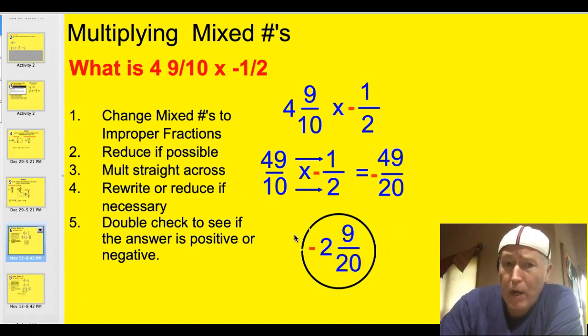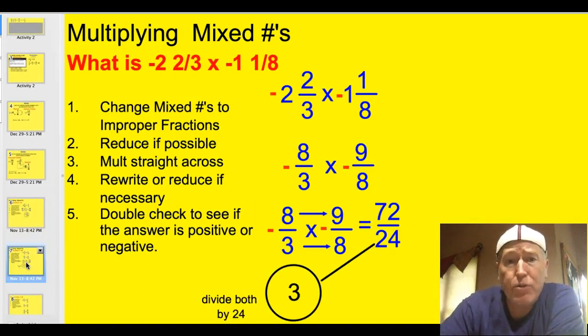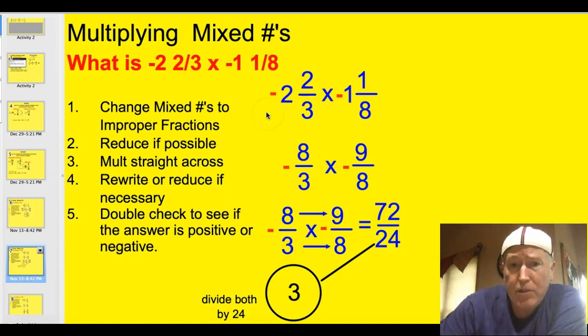Pretty straightforward, right? Yeah, it should be. We've done this before. All right, here's another one. Negative 2 2/3 times a negative 1 1/8. Now I've got a couple of mixed numbers here, so I'll change them both into improper fractions.